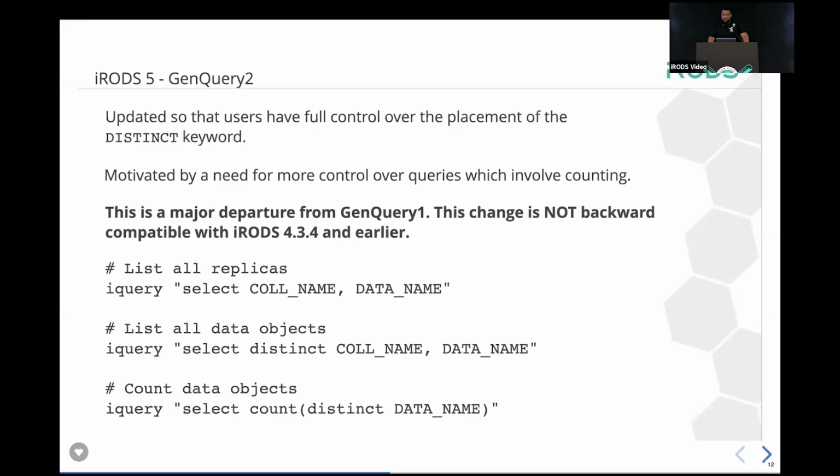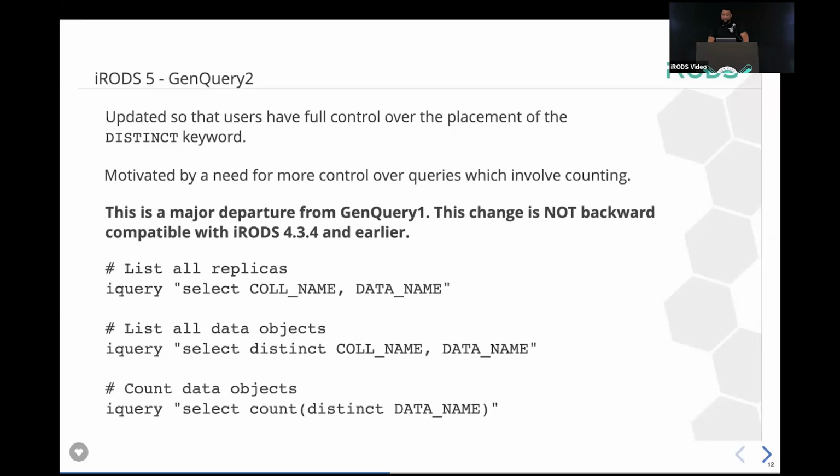So you now have to be more explicit about what it is that you want, just like in SQL. And so now with the second example, we can list data objects by just including the distinct keyword. And in the third example, notice that our functions now allow you to also insert keywords into them as well. So we do select count and we place the distinct keyword inside the count parameter list, and that achieves the ability to count data objects. So things are more clear.